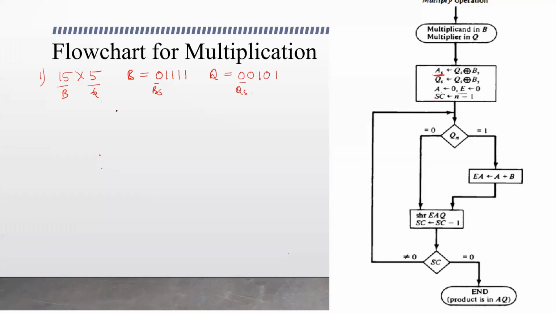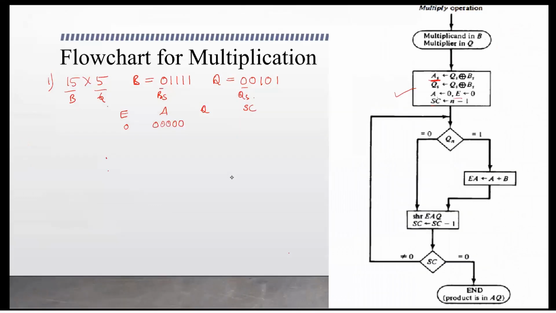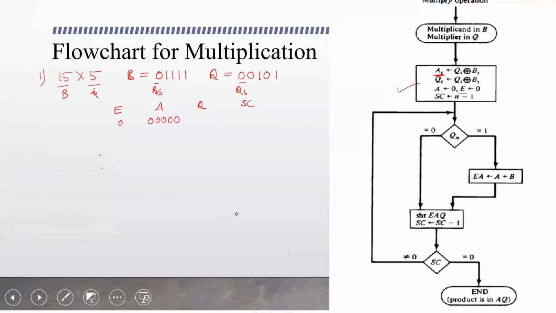Now let's write this table: E, A, Q, SC. E is initialized to 0. We are here in the initialization part. A is initialized to 0, it's 5 bits. Q is the multiplier, 0 0 1 0 1. And SC is set to the number of multiplier bits. The number of bits in the multiplier is 5, so we set it as 5.